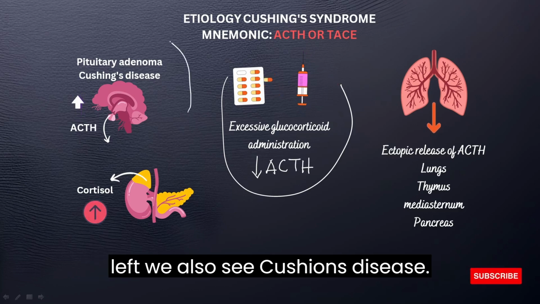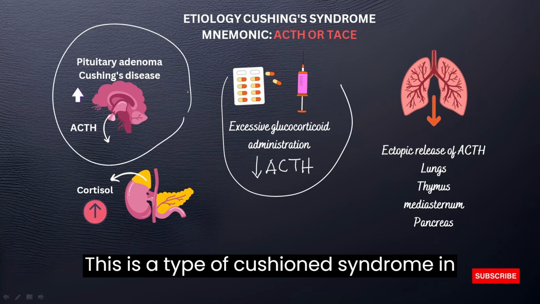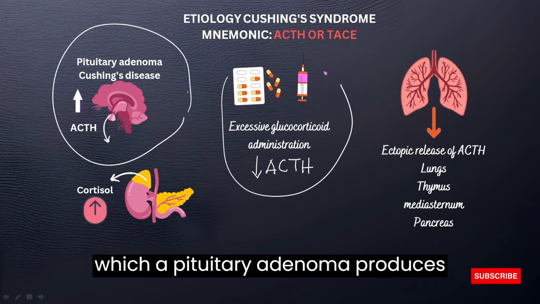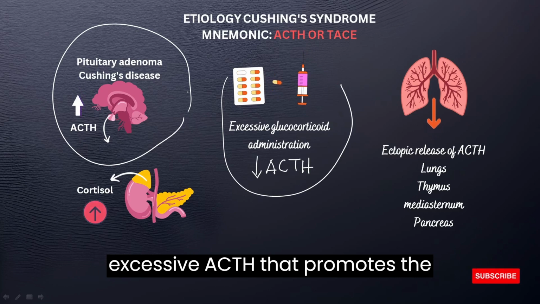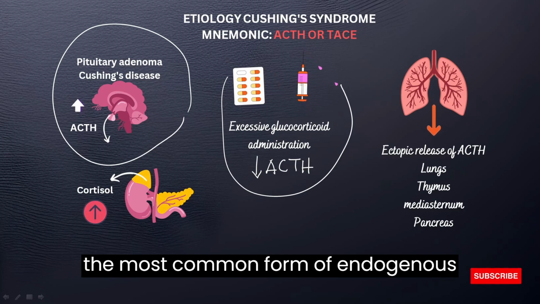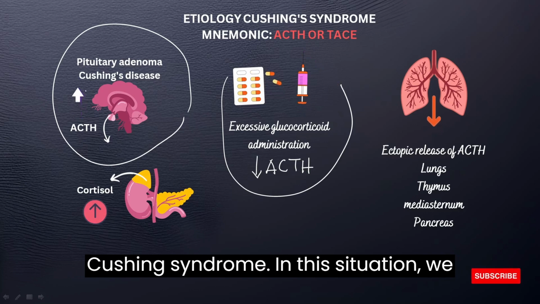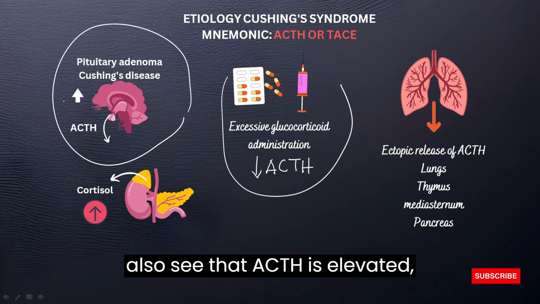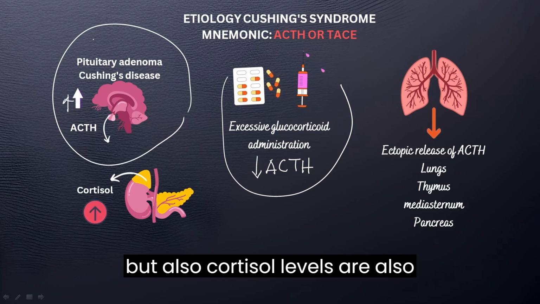On the left, we also see Cushing's disease. This is a type of Cushing syndrome in which a pituitary adenoma produces excessive ACTH that promotes the excessive synthesis of cortisol. This is the most common form of endogenous Cushing syndrome. So in this situation, we also see that ACTH is elevated, but also cortisol levels are also elevated.